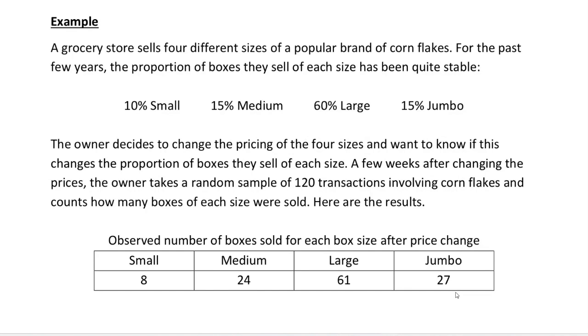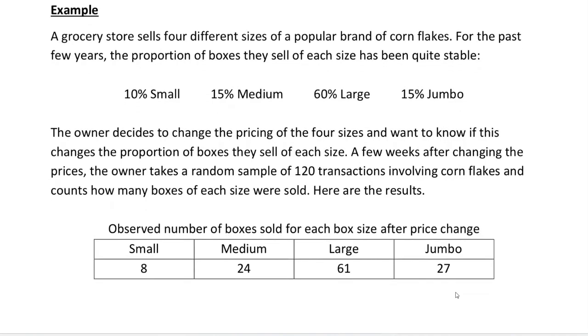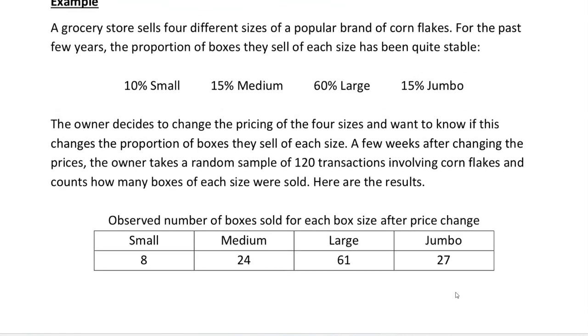So a grocery store sells 4 different sizes of a popular brand of cornflakes. For the past few years, the proportion of boxes they sell of each size has been quite stable. They give us those percents. The owner decides to change the pricing of the 4 sizes and wants to know if this changes the proportion of boxes they sell of each size. A few weeks after changing the prices, the owner takes a random sample of 120 transactions involving cornflakes and counts how many boxes of each size were sold. Here are the results. We've got how many were sold. And again, what we're looking for is basically whether or not changing the price actually changed the distribution of sales.